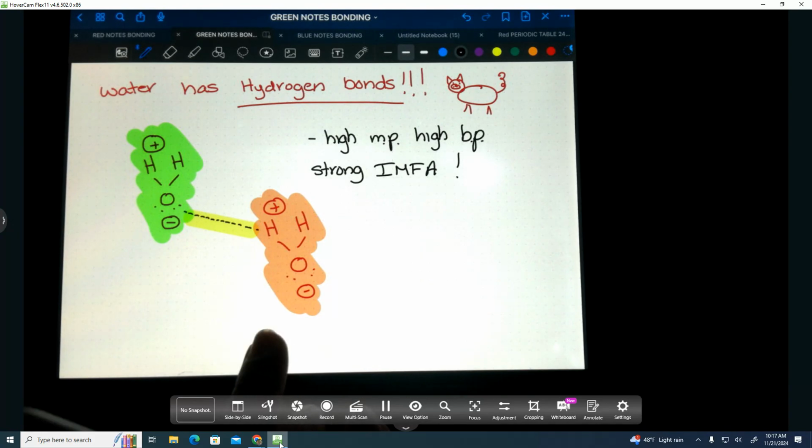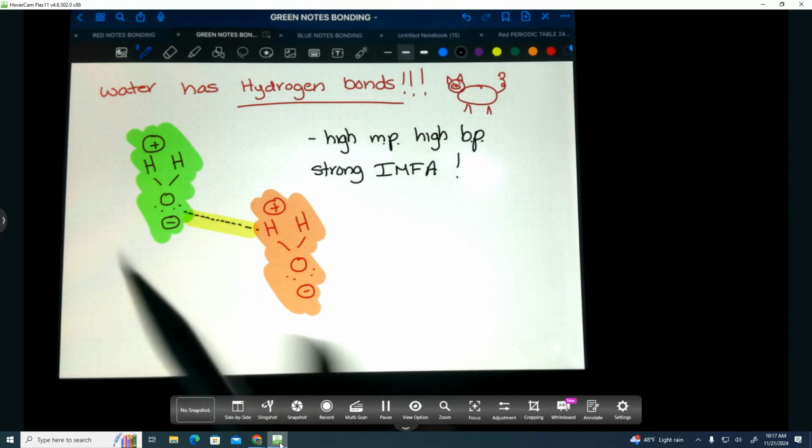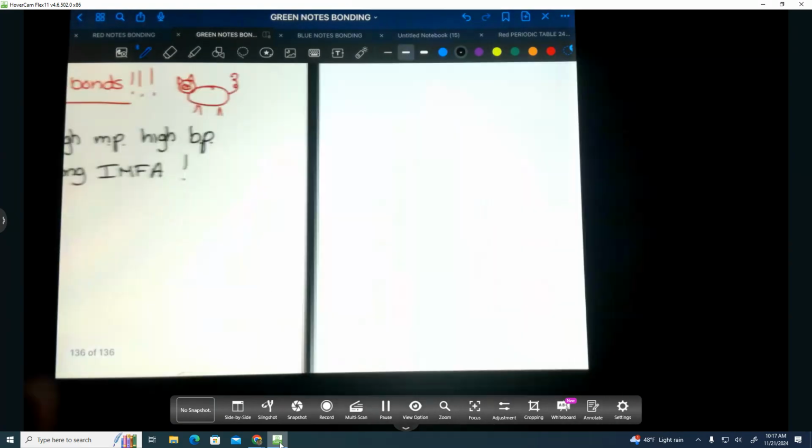But the Regents will probably ask you about water. Water has hydrogen bonds, and it is responsible for the high melting points and high boiling points. That's what makes water boil at 100 degrees. Otherwise, water would boil at like negative 20 degrees, something ridiculous like that. And all the water on Earth would be a gas if we didn't have this, because it would already have boiled off at our temperature. All right, the last hydrogen bond example that the Regents uses is ammonia.